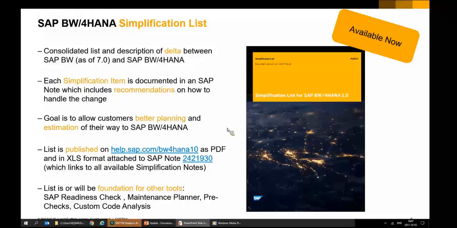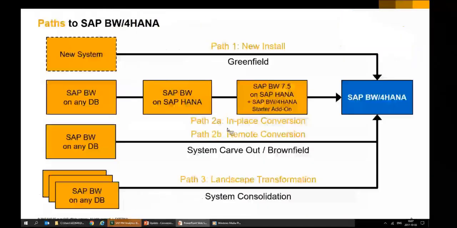You have probably used only a subset of these features, and therefore we'll have to find out what exactly is in your system and compare that to the simplification list. And tools like the pre-check tool and SAP Readiness Check that will come out later this year are going to help greatly in this endeavor. And if you want to have an overview, you can just download this PDF and read the whole thing through.